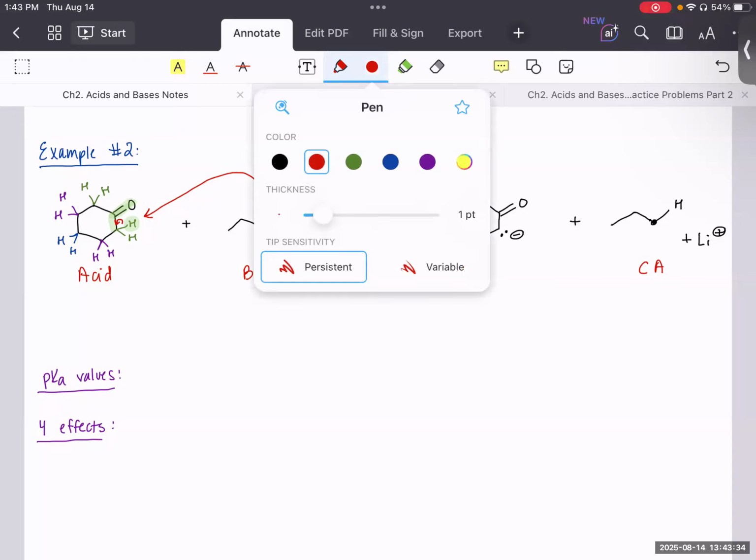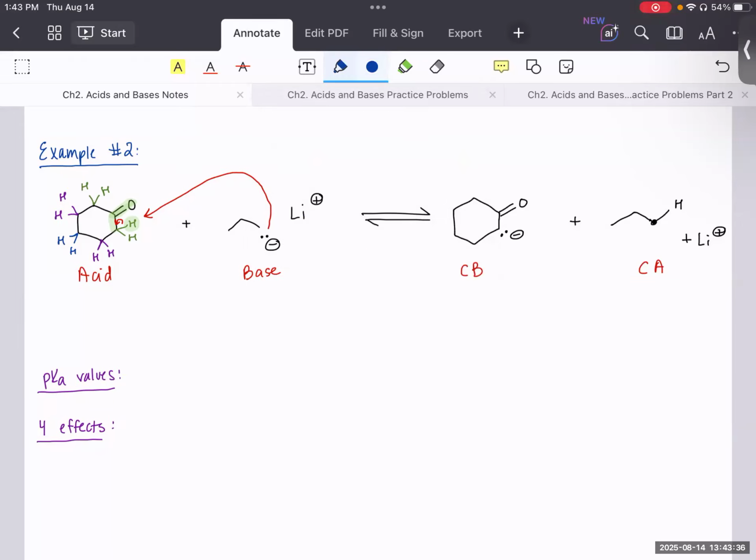And so going back to what I was saying a little bit earlier about why that green hydrogen is so acidic, it's because this is resonance stabilized right here with that carbonyl. And so again, whenever you see this functional group, you should be thinking about the hydrogens on the end as being acidic here because it's resonance stabilized.